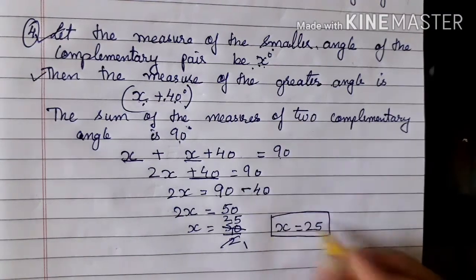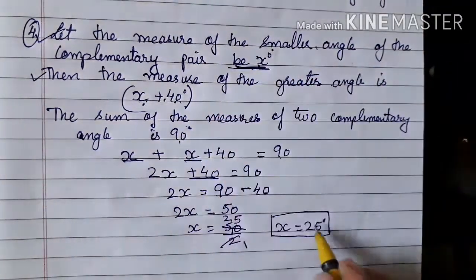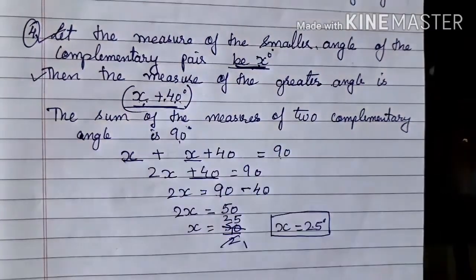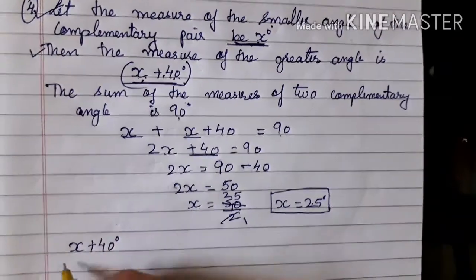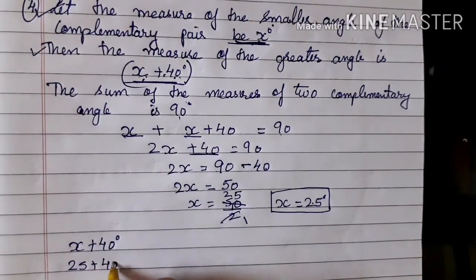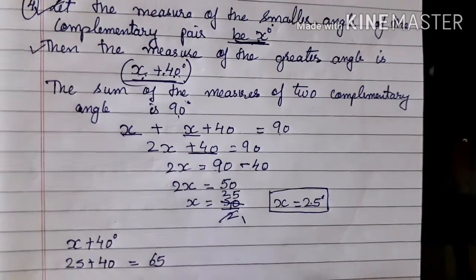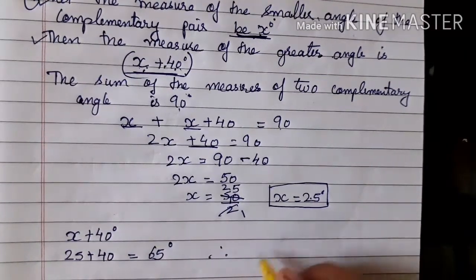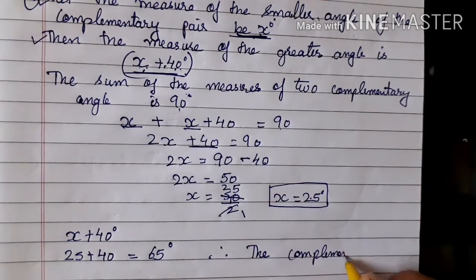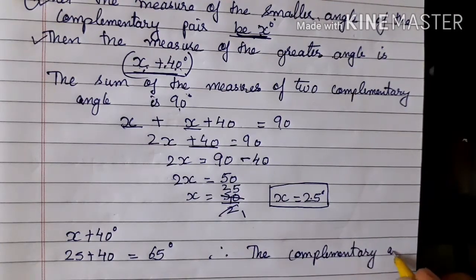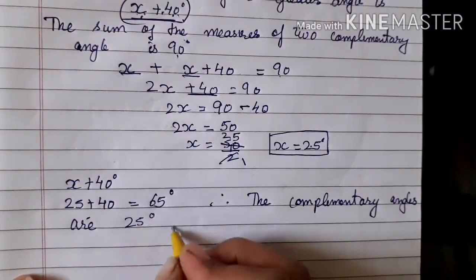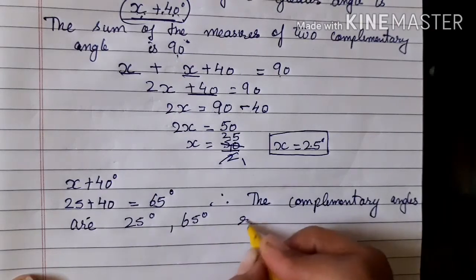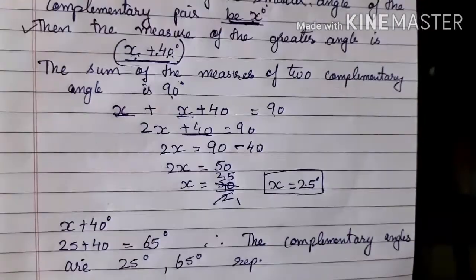We have got the smaller angle, right? We have got X, but we have to find the bigger angle, that is the greater angle. So X plus 40. What is the value of X? 25 plus 40. The answer is going to be 65. Okay, so what did we get? We got our two complementary angles: 25 degrees and 65 degrees respectively. Got it? Wasn't it easy?